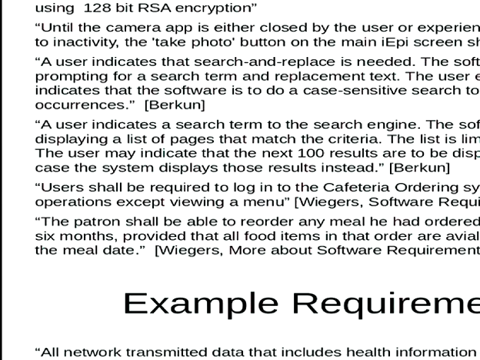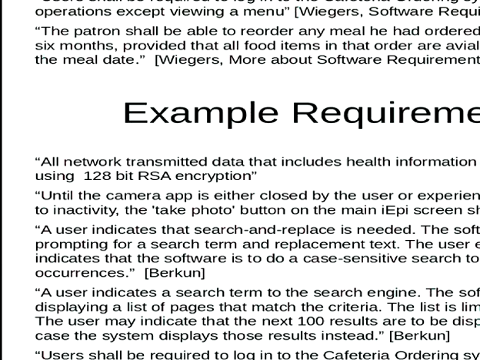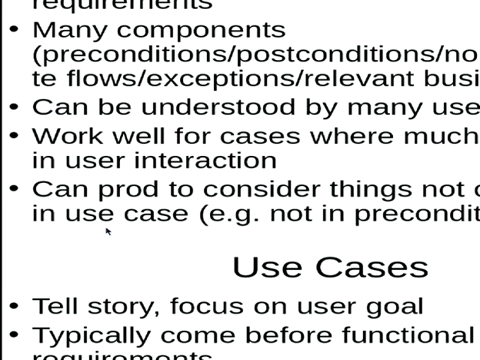Okay. So here we are describing the functionality of the system, how it behaves according to some general patterns, okay? The patron shall be able to reorder any meal. We saw that, okay. So we've just seen elements of use cases.